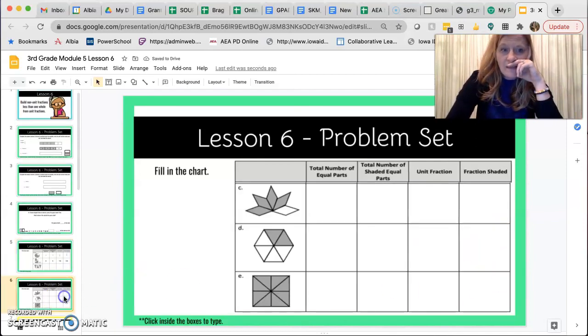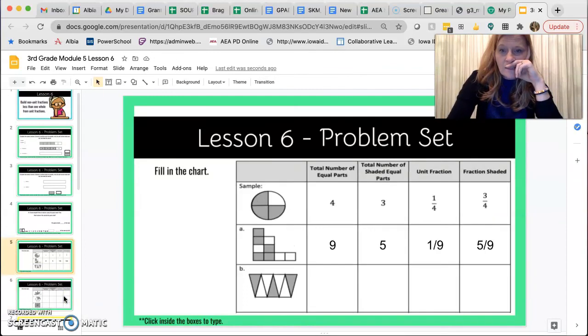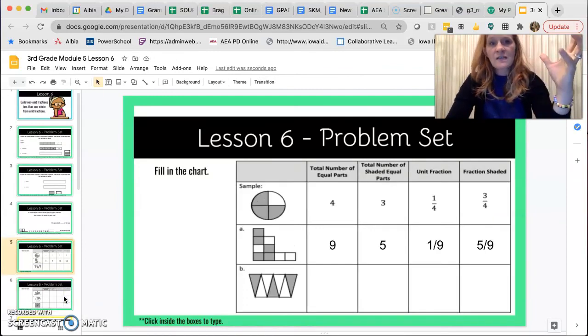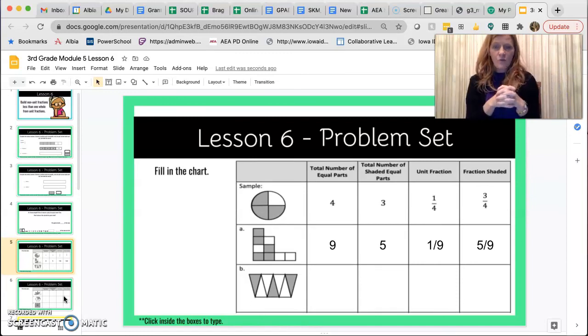Okay, so that's the last part, boys and girls, of our work. Today you're going to do a couple pages of that and show me that you are understanding how to write the fractional form of shaded amounts that are more than 1. So I think you'll do a great job.